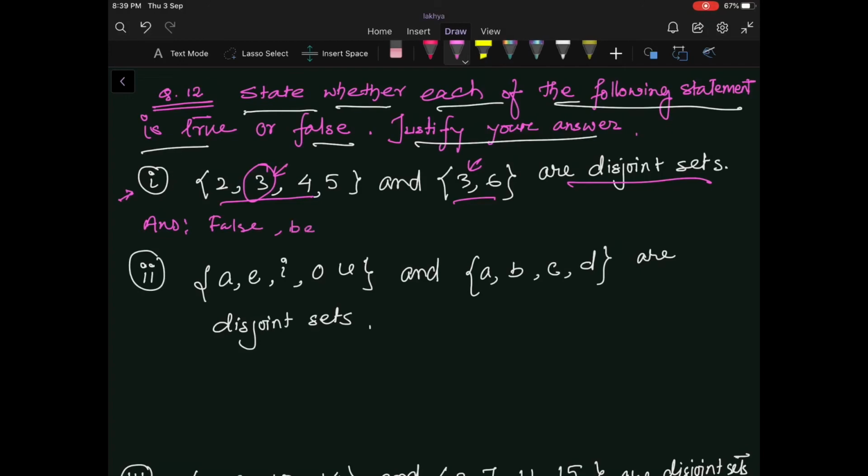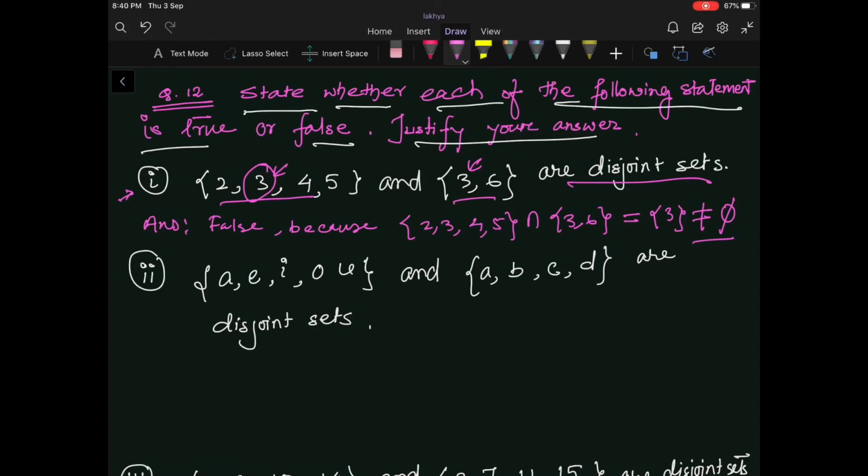So it is false because the first set is this and the second set is 3, 6. The intersection of these two sets is not equal to phi. It is the set of 3. Okay, it is not equal to phi. These two are not disjoint sets.